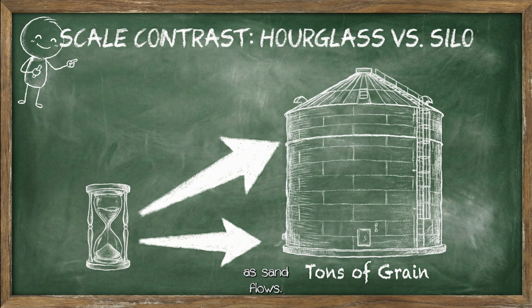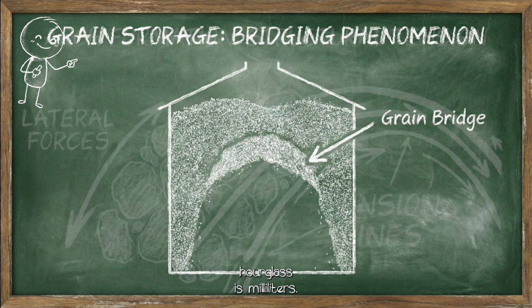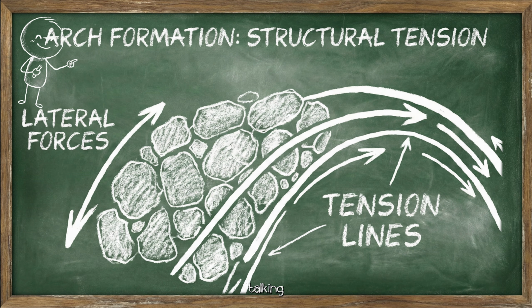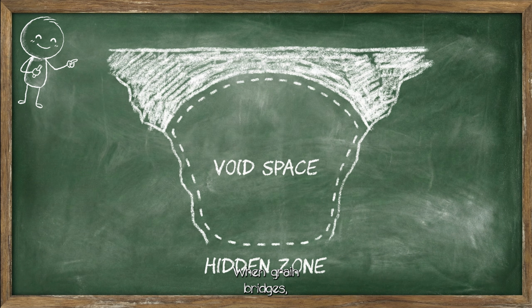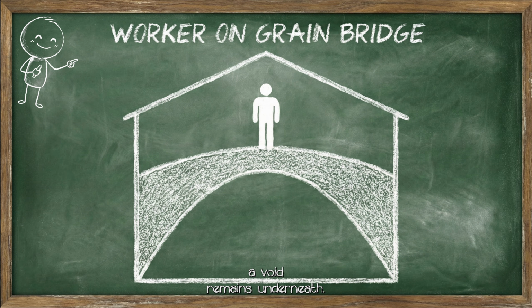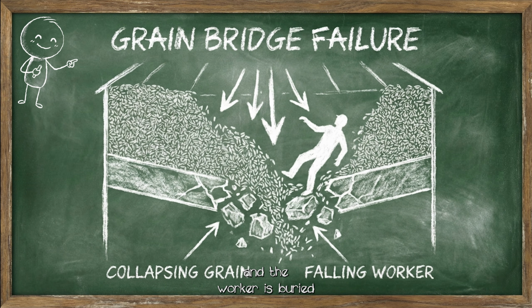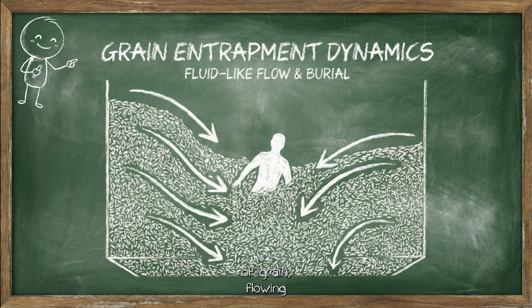Think, just as sand flows when you turn an hourglass upside down, grain flows the same way. But the amount in an hourglass is milliliters. Here we're talking about tons of material. When grain bridges, sometimes grain particles interlock and form a bridge in the middle of the silo. A void remains underneath. When a worker enters to break this bridge, the bridge suddenly collapses, and the worker is buried under tons of grain flowing like a liquid.